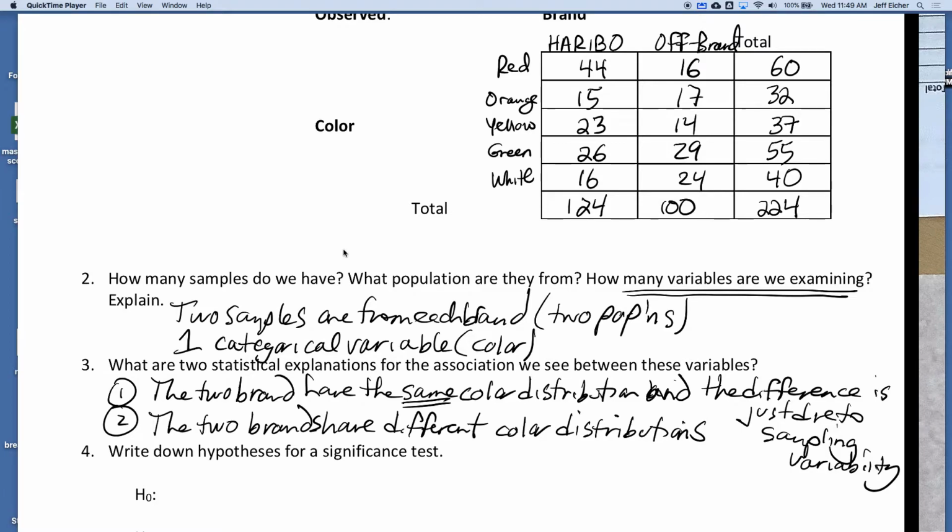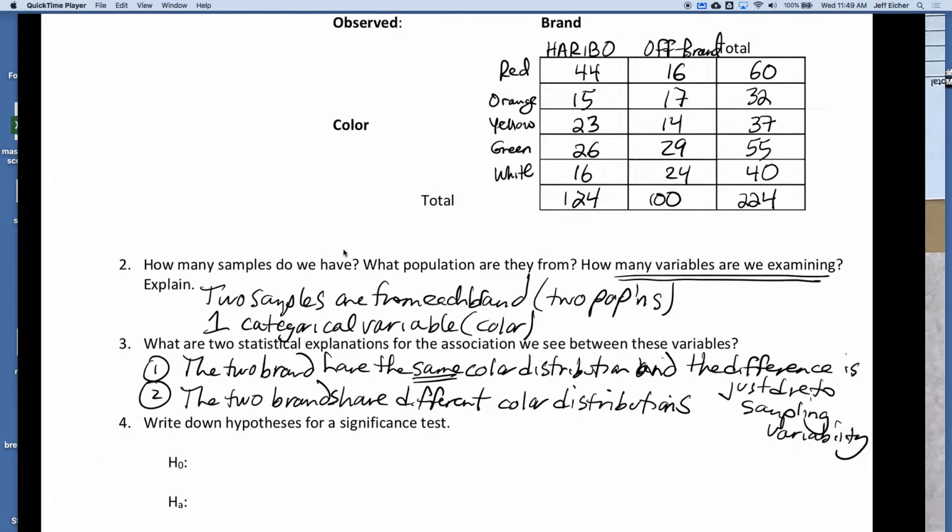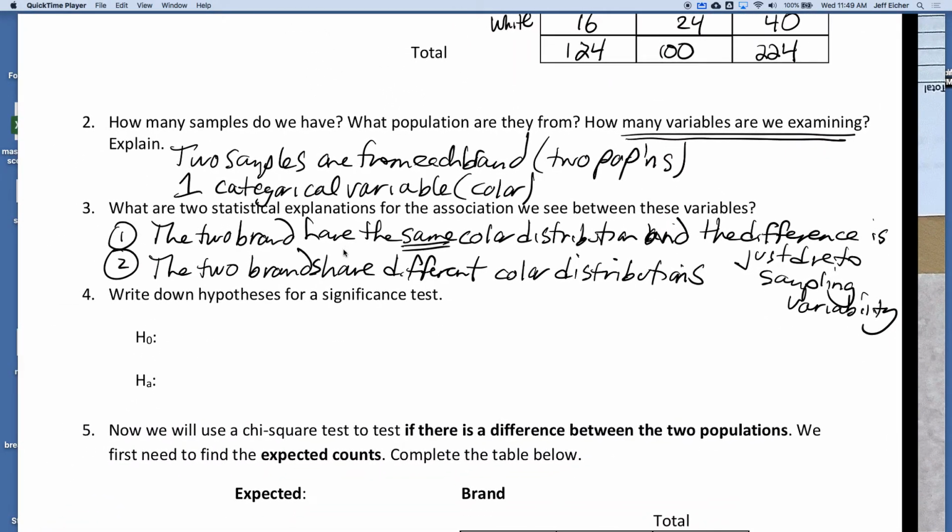One explanation is they have the same color distribution. We see differences like this 44 red, 16 red for the off-brand. That's just due to sampling variability. If we had different packages that we examined, then maybe that'll even out and be roughly the same count. But otherwise, another explanation is maybe they're different just because they're different. The color distributions for the populations could be different. So those match the hypotheses for this test.